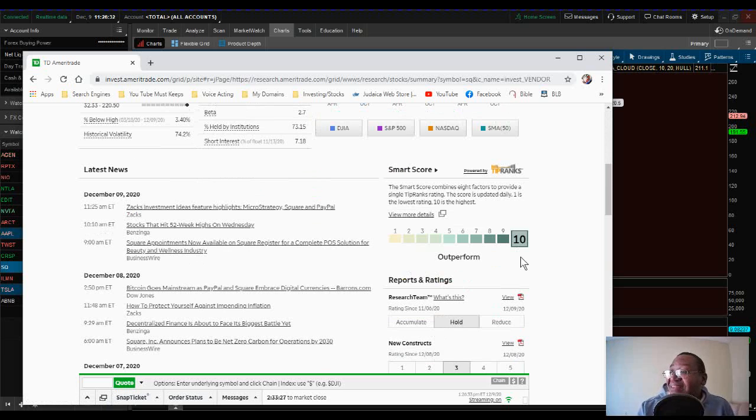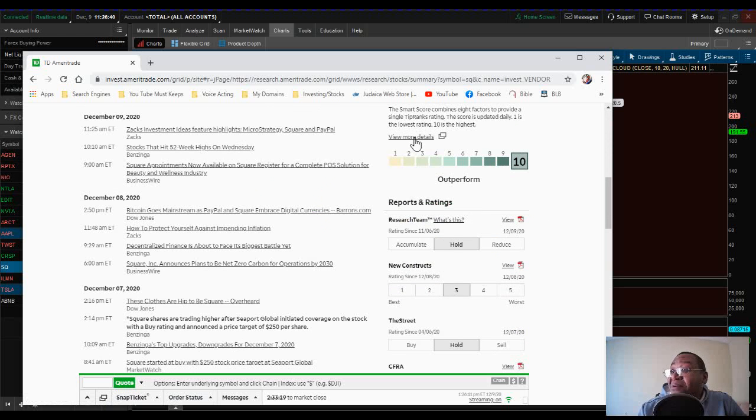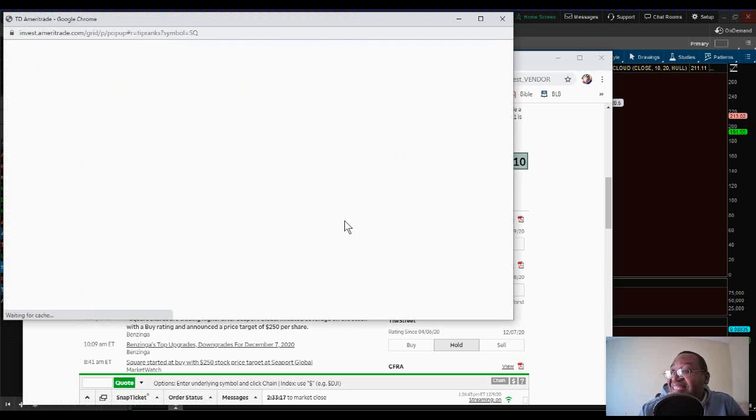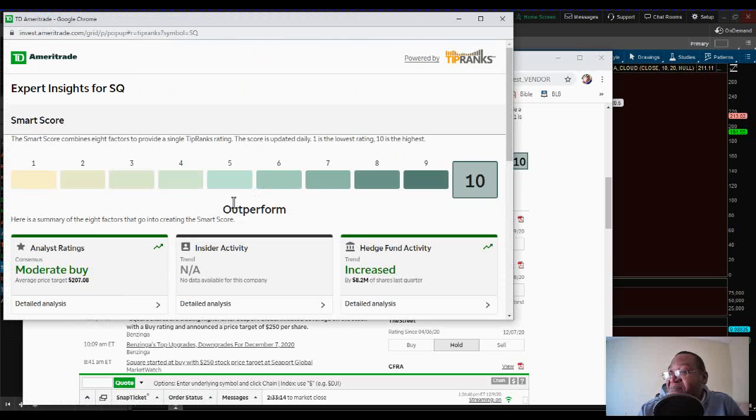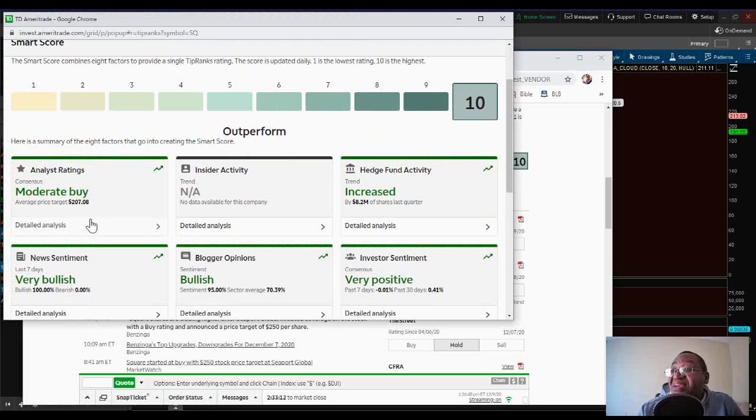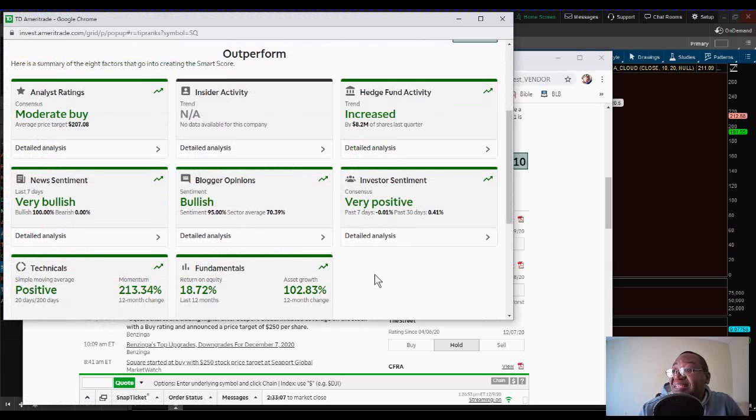Look at that. It's already at a 10. So because it's at a 10, there's a strong likelihood that it's about to go down. But, you know, let's take a look in here. Look at the details. See what they're saying. Moderate buy, average price target, increased, very positive, positive, very bullish, bullish, very positive. All right. So I may actually keep an eye on this a little bit longer.